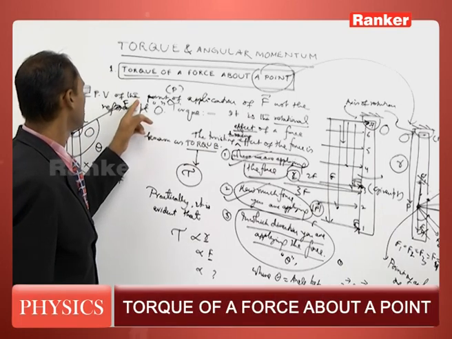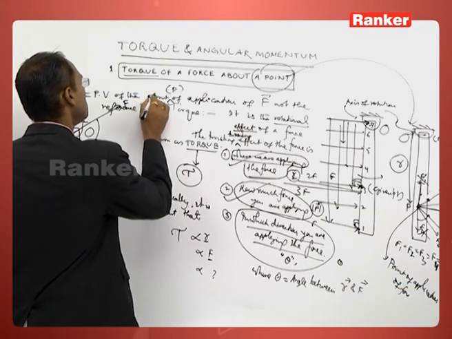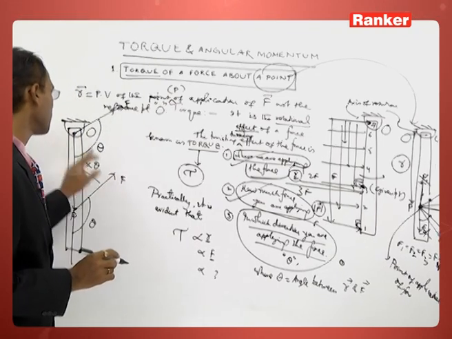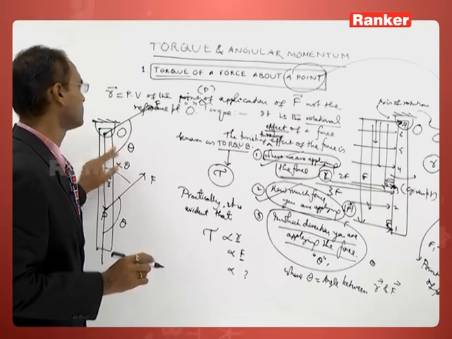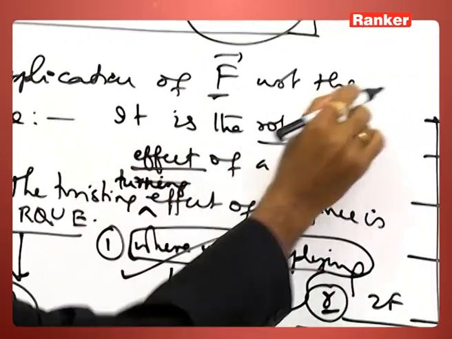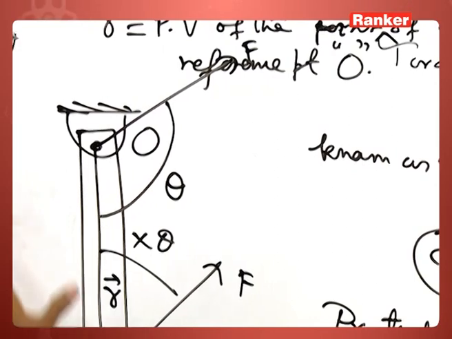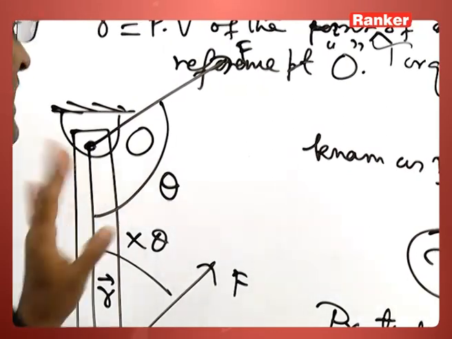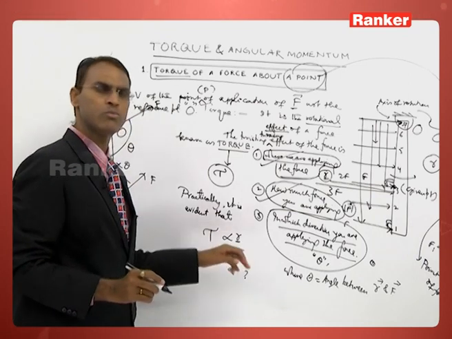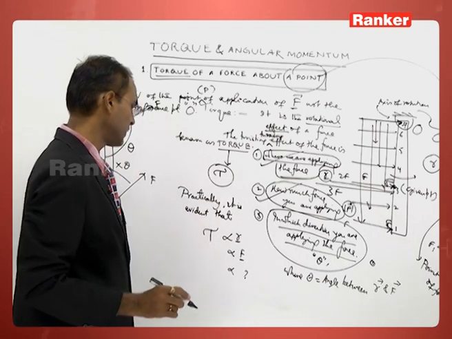The position vector of the point. Which point? The point at which you are applying the force, for which you are calculating the turning effect, or the torque, or the moment of application of that force with respect to the reference point O. The position vector of this point P with respect to the reference point O is R. And the turning effect is directly proportional to R, and directly proportional to the amount of force.